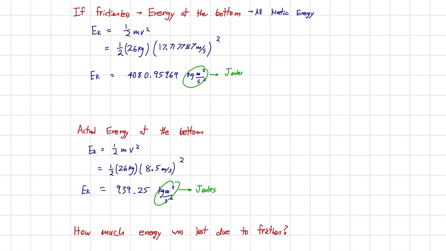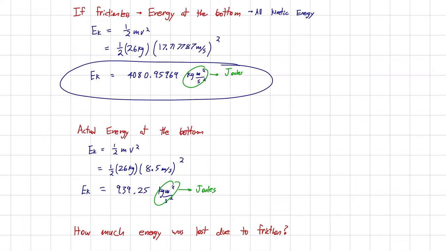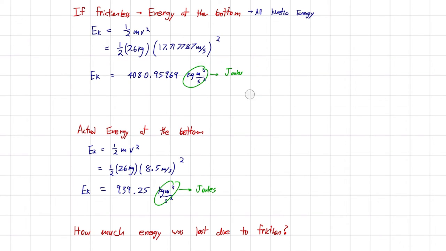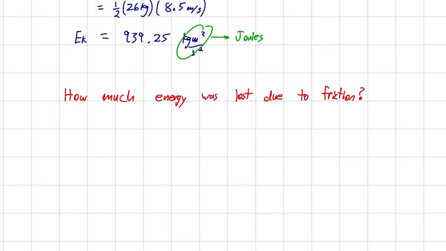Okay, so we have two kinetic energies. One is like a theoretical energy and one is an actual energy. So there's a difference between these two energies: what we actually have and what we would have if there was no friction. That tells us that because of friction, we lost a certain amount of energy. And to find out what that energy was, we're just going to subtract our two numbers.